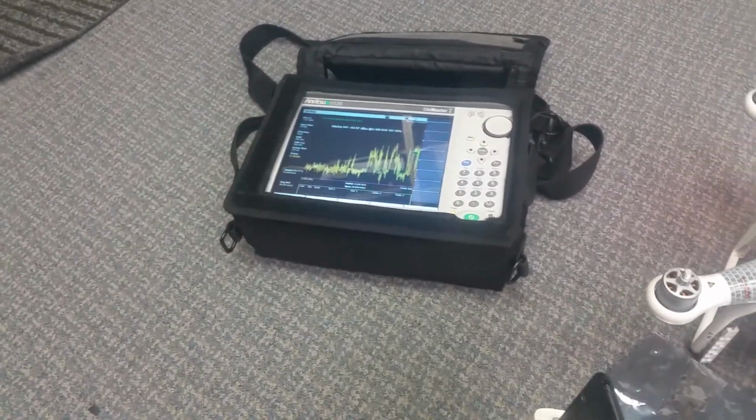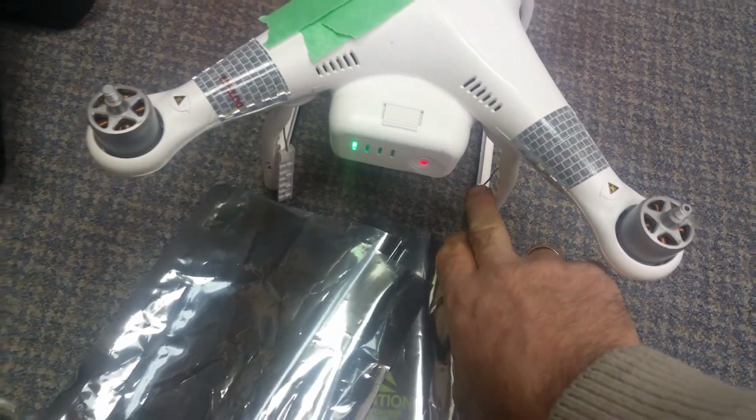Okay, so once I isolate the 5.8, I look at the, oopsie, my app died. Oh, the battery is gone. Maybe I did reset. Oh, yeah.